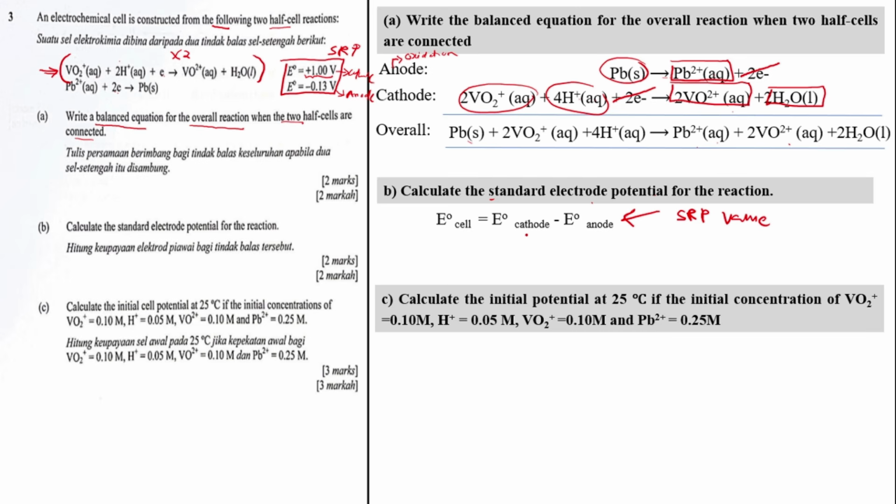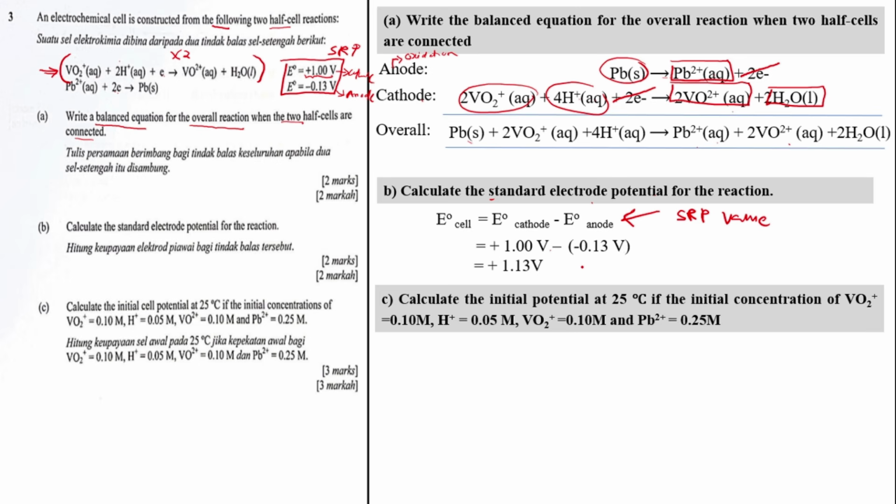So at cathode, the reaction here is going to be 1.00 volt. Okay. Meanwhile, at anode, because we already put the negative, you just plug in the SRP value at anode. So at anode is equal to negative 0.13. Okay, so you're going to put bracket negative 0.13. So negative with negative is going to become positive. So it's going to be positive 1.13 volt. Okay, so this is how you find the standard electrode potential.